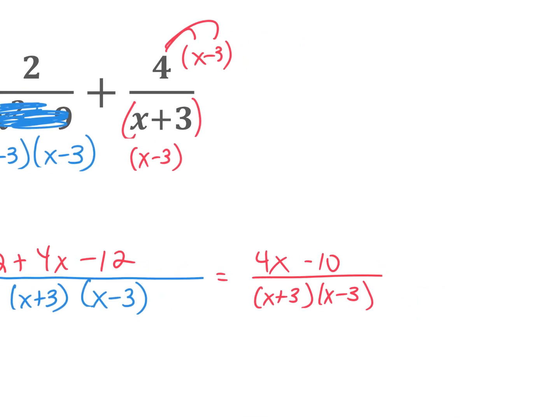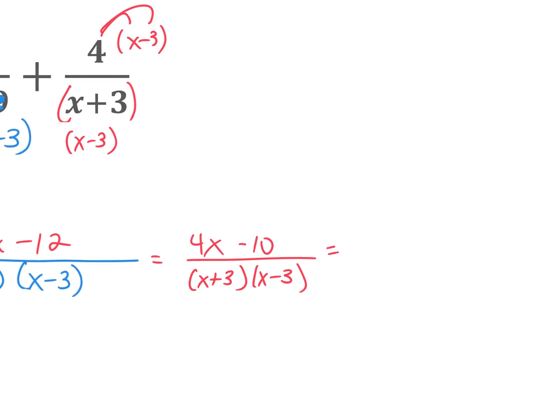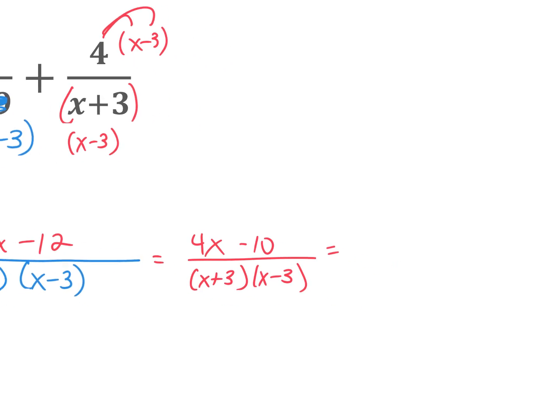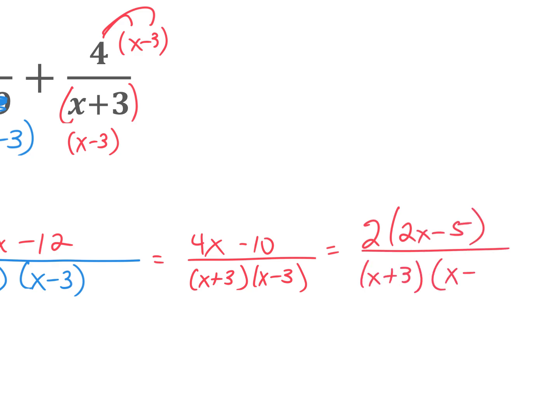And then can I factor a smidgen more? Yes. What can I take out of 4x and 10? 2. So I'm left with 2x minus 5 over x plus 3 and x minus 3. Anything exactly the same on the top and the bottom that I can cancel? No. So you guys are good.